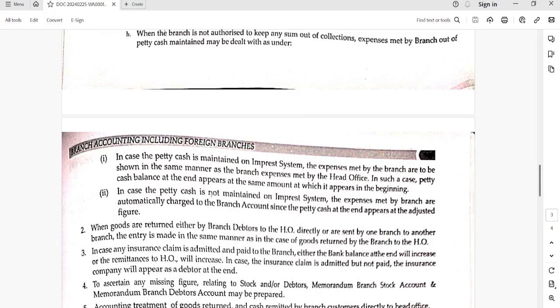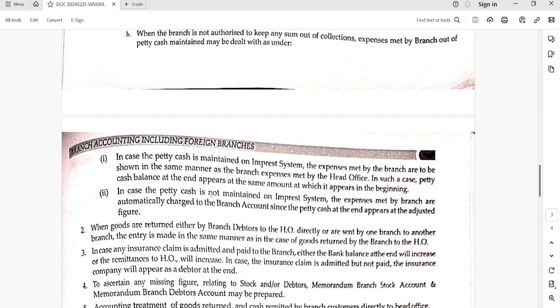In case petty cash is not maintained on the imprest system, the expenses made by the branch are automatically charged to the branch account, since the petty cash at the end appears as the adjusted figure. So it is very clear, sir. When branch expenses are made by the branch and they are not maintained on the imprest system, then the branch expense should be charged against the branch account directly.